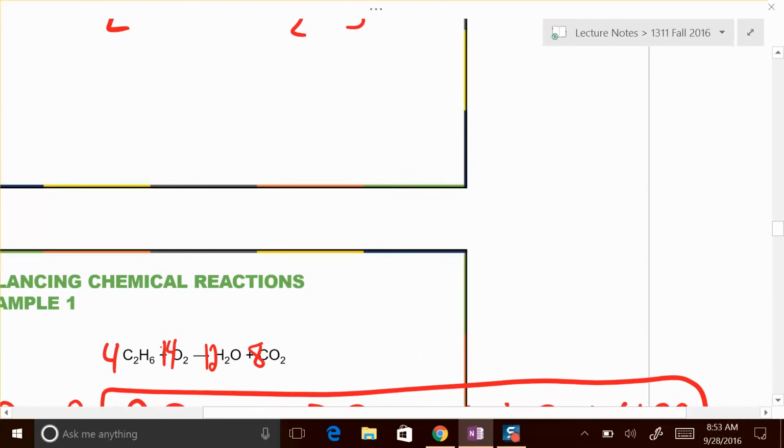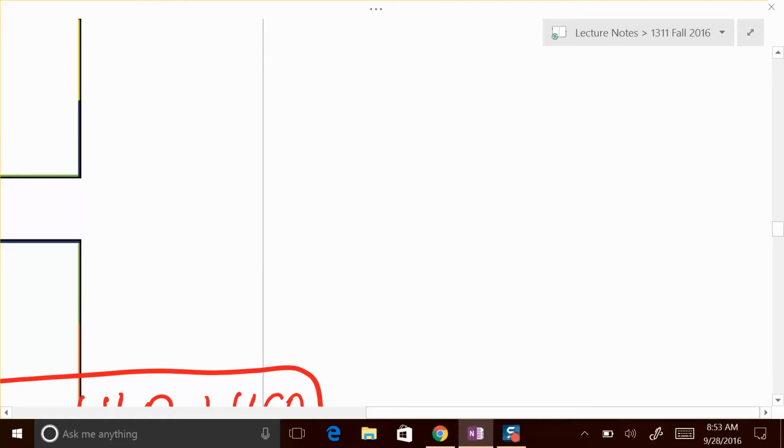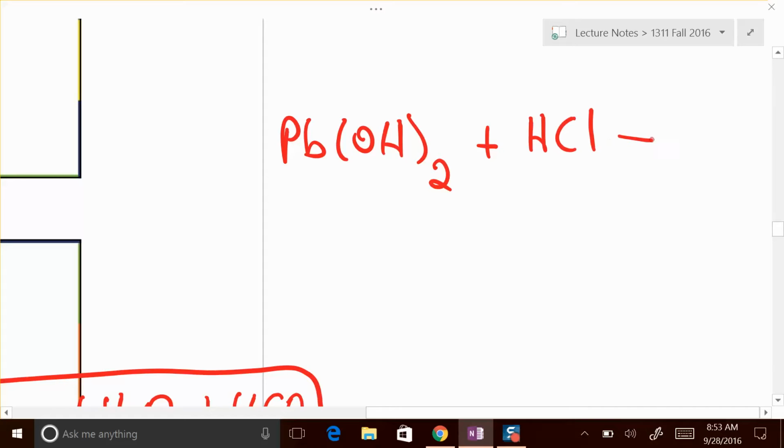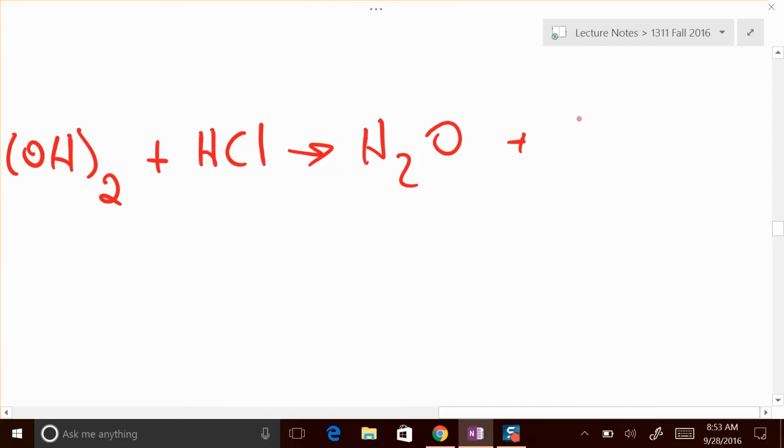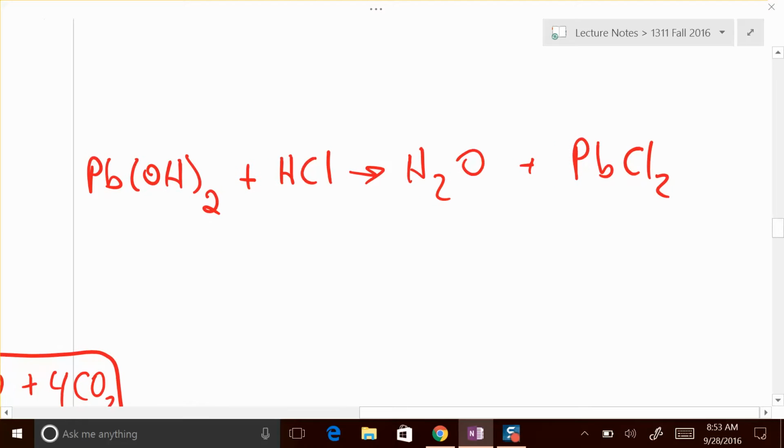Here's a tip if you have brackets. Let me just do that lead hydroxide one. Lead hydroxide plus HCl produces H2O plus lead chloride. So here's my chemical reaction. Remember, this gets factored into those. So I have 2 oxygens there and 2 hydrogens, but I have 1 hydrogen here, so that's 3 hydrogens on that side. And I have those 2 hydrogens and oxygens.